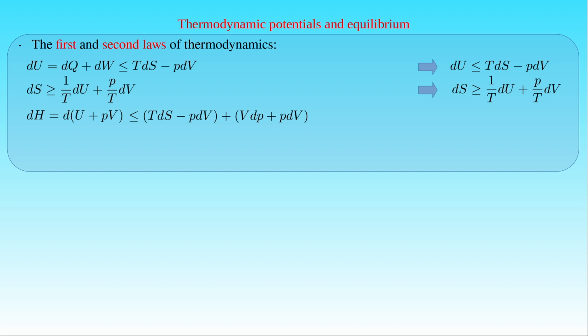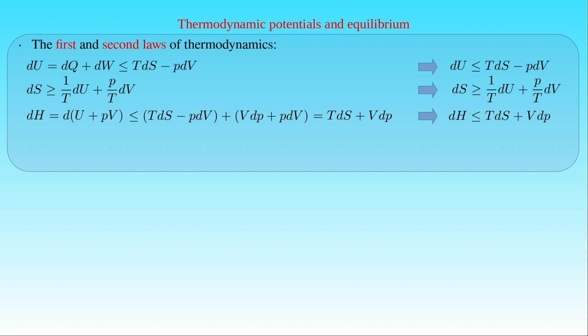Then we obtain T times dS plus V times dP. As a result, our third inequality tells us that the differential of the enthalpy H is less than or equal to the temperature T times the differential of the entropy S, plus the volume V times the differential of the pressure P. We also derive the differential of the free energy F in the same way.